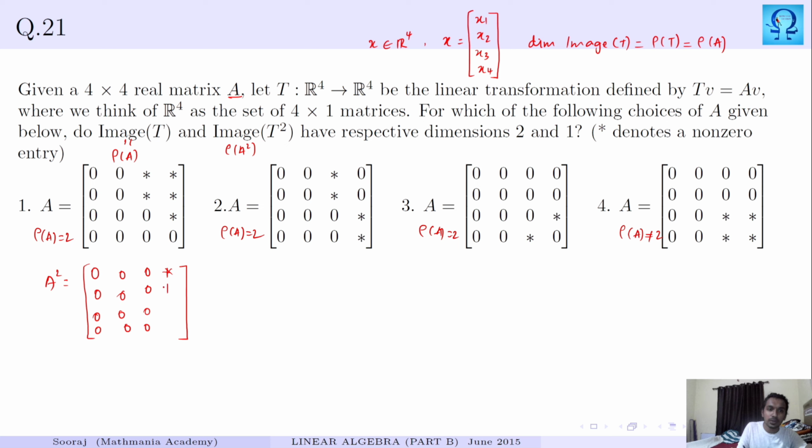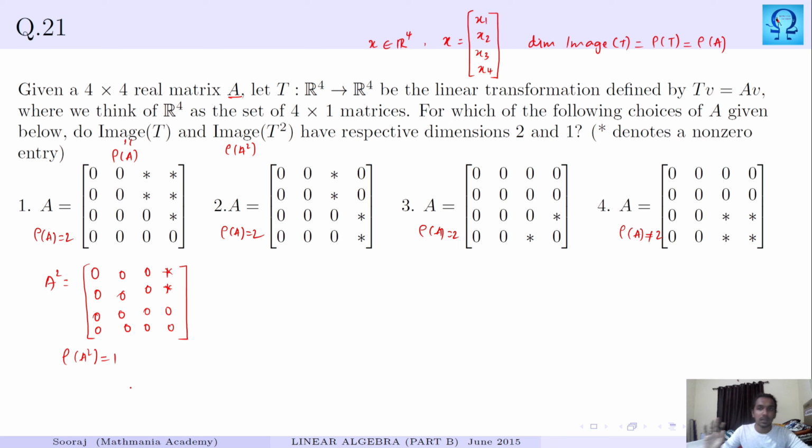The same goes with the second column as well. When you multiply your third row with the last column, you are going to get 0. Anyway, here you can very well see that you have only one column which has a non-zero entry. Therefore, the rank of A squared is 1.